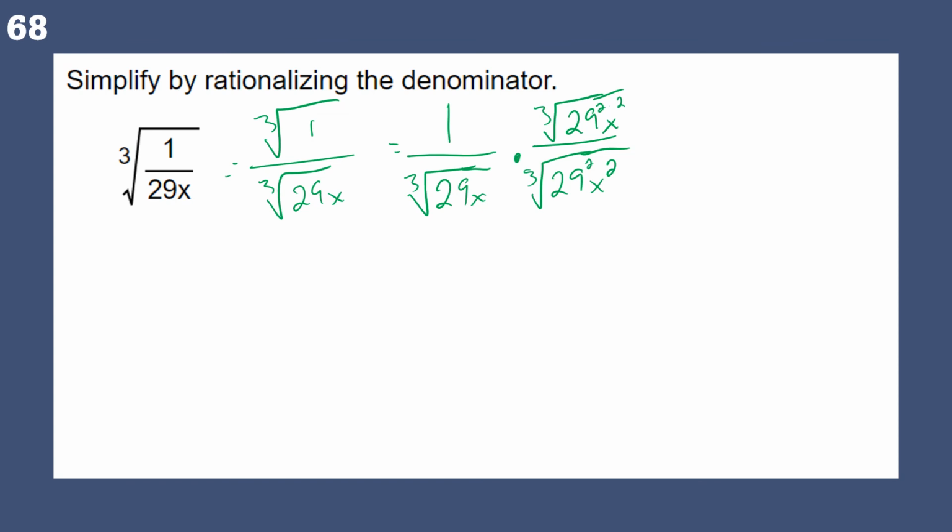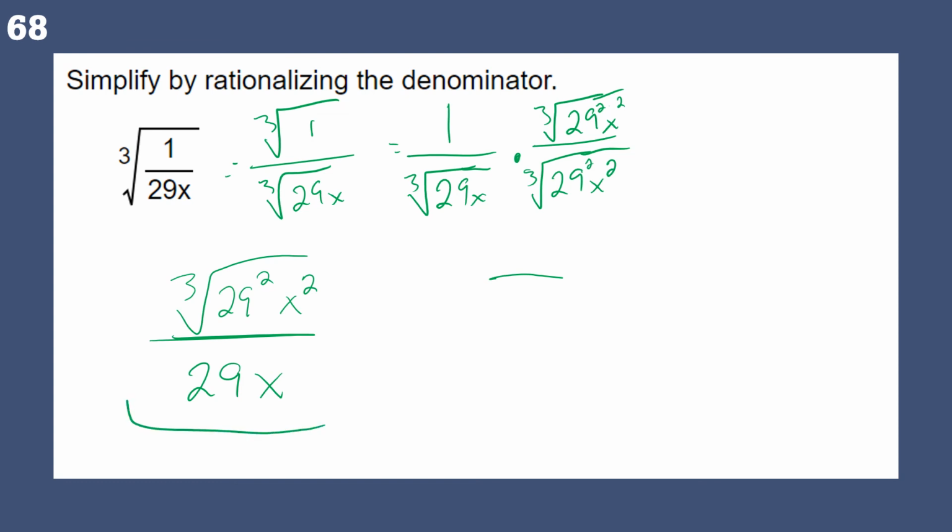When we do that, it ends up canceling everything else pretty nicely there on the bottom. So I'm going to write it down here. It ends up being 29x, okay? Because they were all to the third power. But on the top, I do have a mess. I have the cube root of 29 squared x squared. So now it is rationalized. It doesn't look beautiful, but it doesn't have a square root in the denominator, which is really all we cared about.